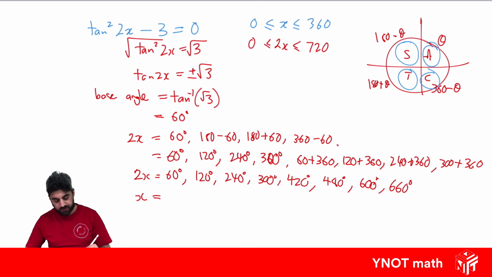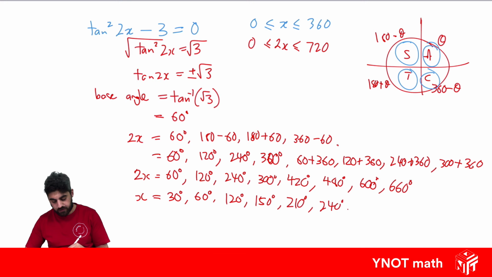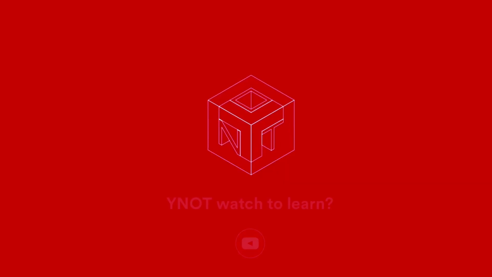So we need to go ahead and divide everything by 2 to solve for x. So 30, 60, 120, 150, 210, 240, 300, and 330. So we get 8 solutions for x in this case, and every single one of them is within the original domain of 0 to 360.